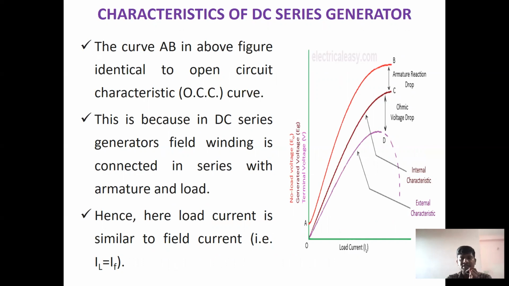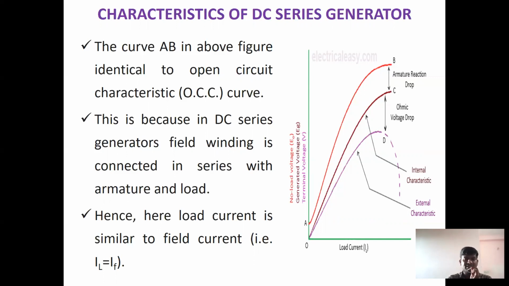The armature current is equal to the series field current, which is also equal to the load current. That means if we plot the OCC characteristics, internal characteristics or external characteristics, the constant x-axis is the load current. So initially, you can plot the OCC characteristics.